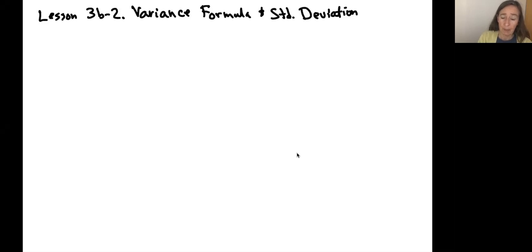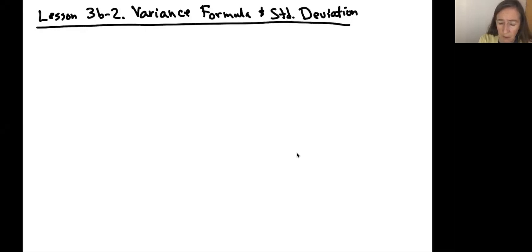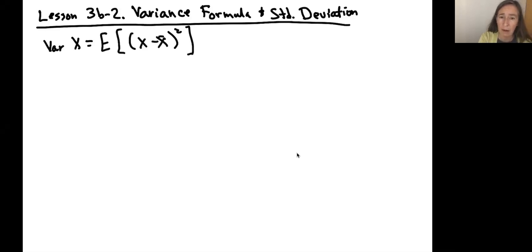So two things in this lesson. The first is I'm going to give you a formula for variance. So let's pick up where we left off. In the last lesson, the definition of variance is that the variance of x is the expected value of x minus its own expected value, squared.